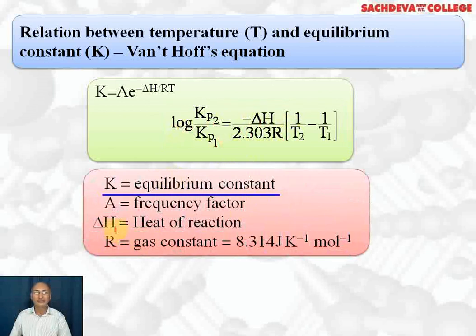K is the equilibrium constant, A is the Arrhenius constant which depends upon the frequency factor or collision frequency, which is the number of collisions per second. Delta H is equal to the heat of reaction or enthalpy of the reaction. R is the gas constant, whose value is 8.314 joules per Kelvin per mole.